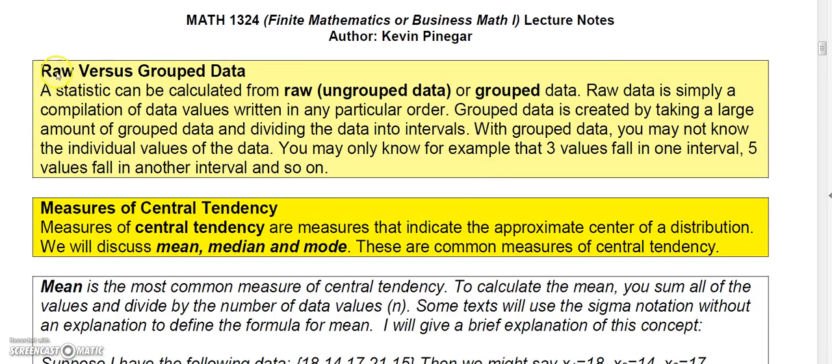Now, raw data is just a set of scores that have not been grouped into any categories. And so that's what raw data is. But grouped data is where you have categories, or they're actually called class intervals. And so you just record how many elements fall into each class interval. So I'll show you some examples involving raw data and some examples involving grouped data.